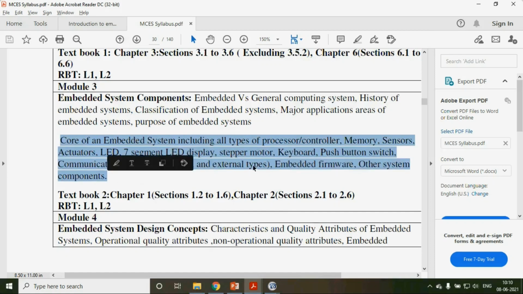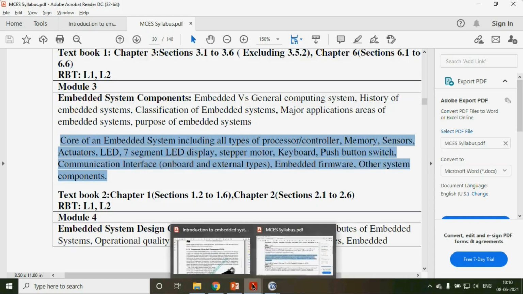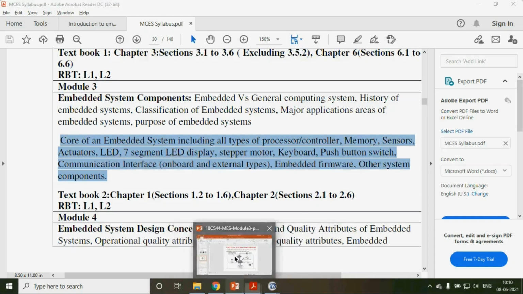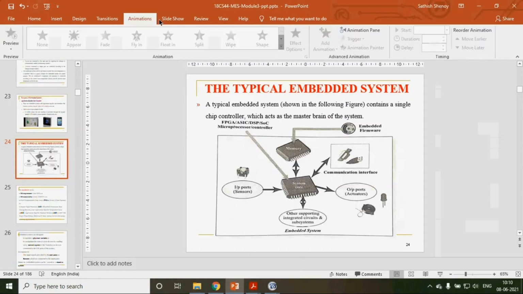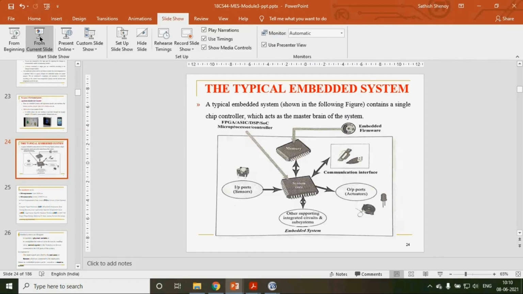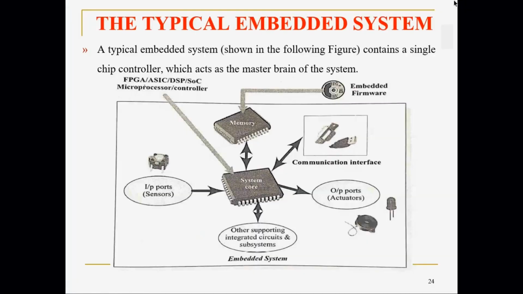So we'll see initially how exactly a general embedded system looks like, what components are there. Then we start studying every component as per the syllabus. I hope you are clear with this, the entire structure of chapter 2. I'll put it in slideshow. Now we'll start from the typical embedded system.